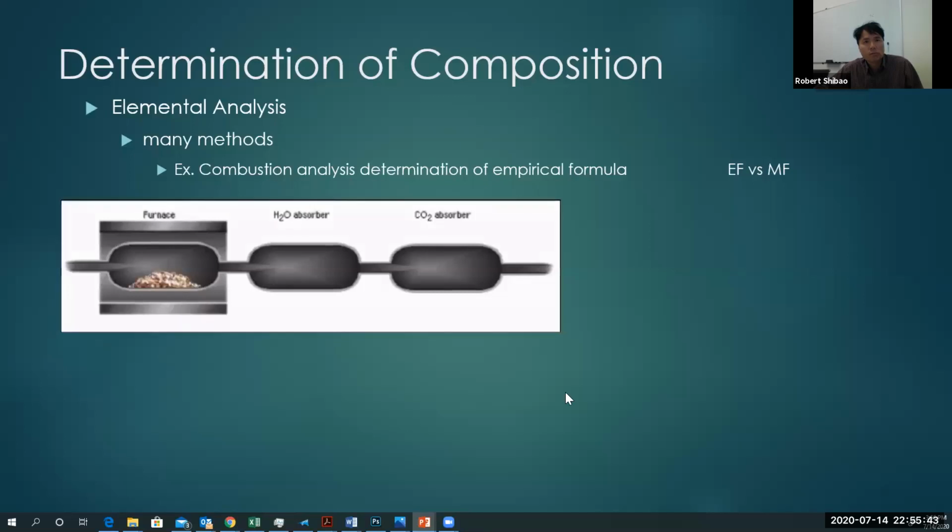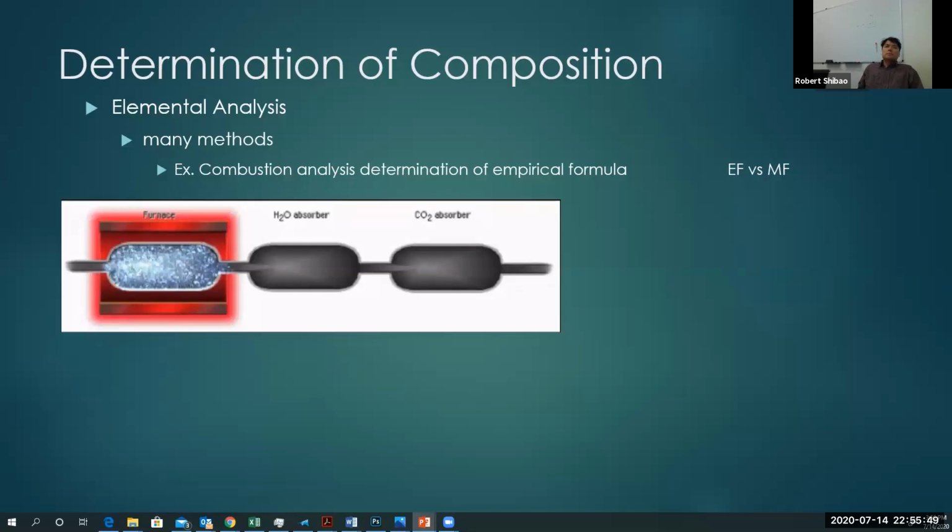A combustion reaction of a compound with oxygen forms water and carbon dioxide. The water, represented as blue speckles, is trapped in one chamber, and the carbon dioxide, represented by white speckles, is trapped in a separate chamber. The mass gain of each chamber can be used to calculate the empirical formula of the compound.